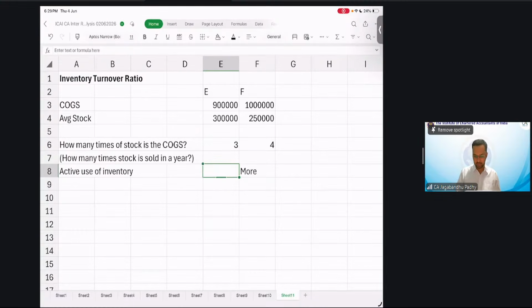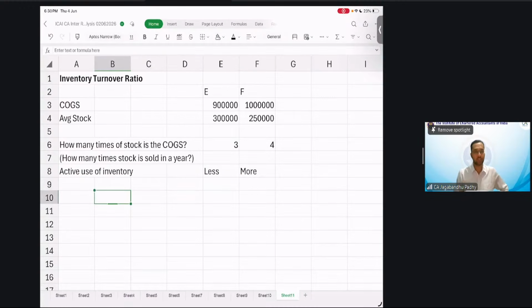This is more active and this is less active because you are able to generate 4 rupees of sale with 1 rupee of stock. Right? Company F is going to have 4 rupees of COGS against 1 rupee of stock. So of course, company F is doing the task in a more active way.